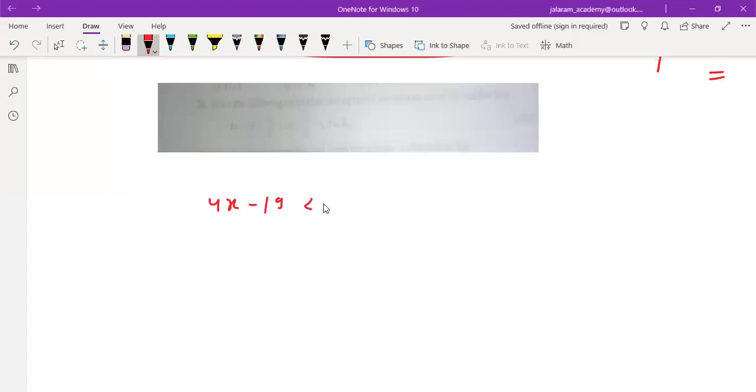4x minus 19 is less than, I think this is 3x by 5 minus 2 is less than or equal to minus 2 by 5 plus x, when x belongs to real numbers. So even if anything is wrongly copied, the method will be the same. So follow the rules which I discussed to solve this question and then solve it yourself.